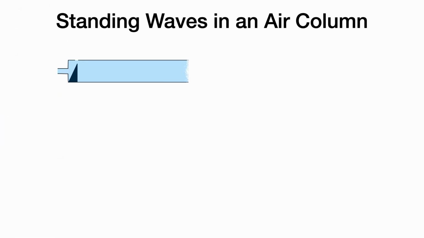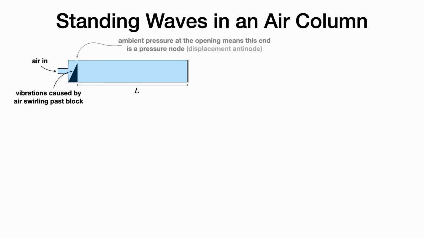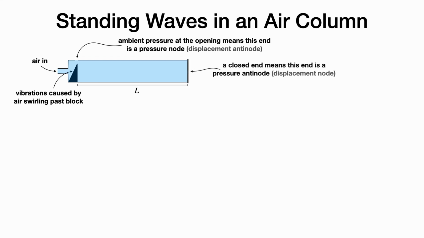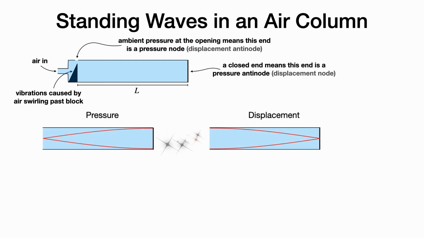In this second example, the right end of the pipe is closed. The left end of the pipe is as in the first example, with air blown in to set up oscillations down the length of the pipe. But the closed right end of the pipe means that this end of the pipe will now have a pressure antinode or a displacement node. The standing waves in the pipe can again be viewed either as pressure waves or as displacement waves.